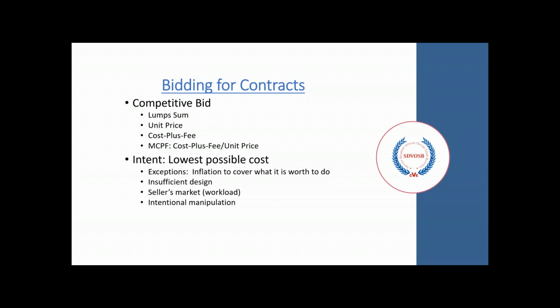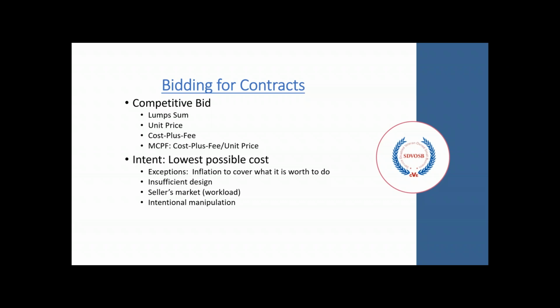A competitive bid can show itself in various types of contracts, be it a lump sum contract or a cost plus fee contract or any of the other ones that we've found ourselves talking about. The intention of a competitive bid is to award the job to the lowest possible bid. Usually in competitive bids, the owner is looking for the cheapest possible route.